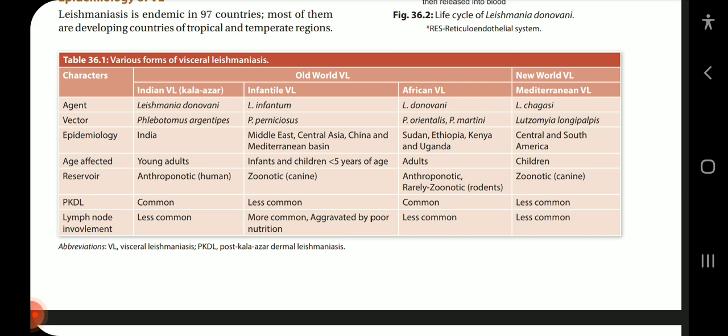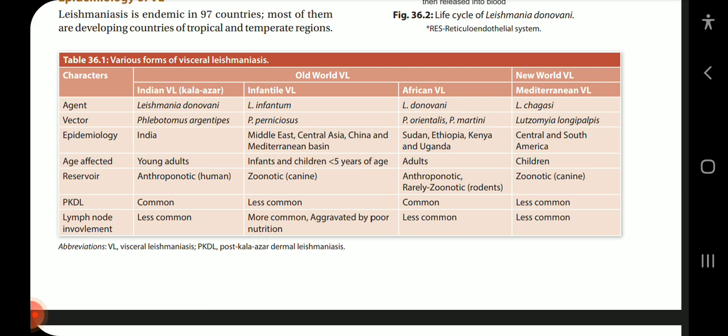Again, epidemiology of Indian is in India, of infantile is in the Middle East, Central Asia, China, and the Mediterranean basin. Of African is in Sudan, Ethiopia, Kenya, and Uganda. Of Mediterranean is in Central and South America. Age affected: the Indian one affects young adults, infantile affects infants and children less than 5 years of age, African affects adults, and Mediterranean affects children.